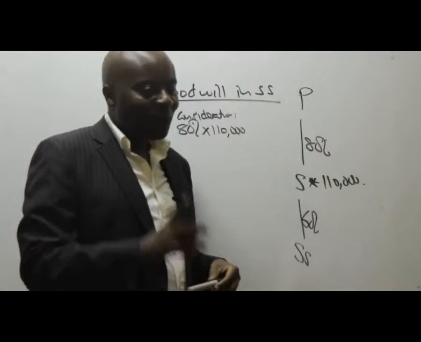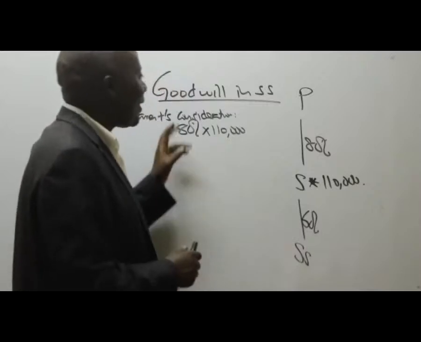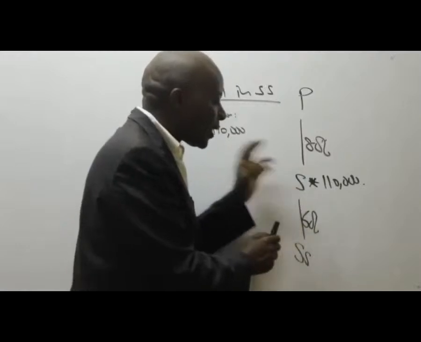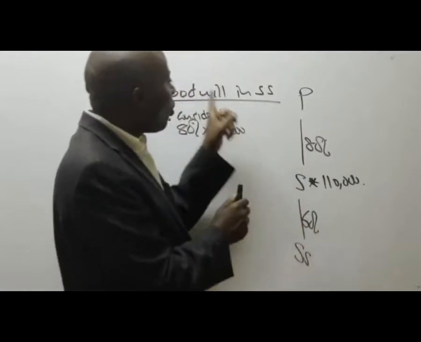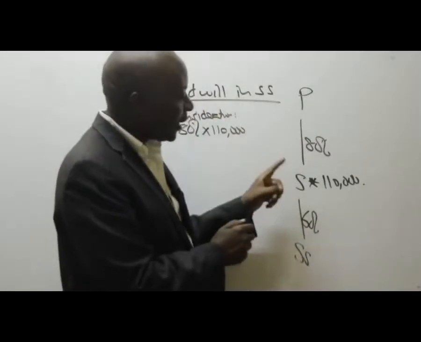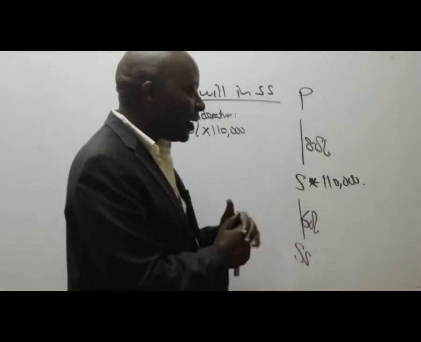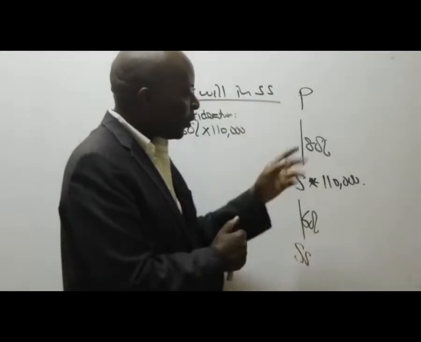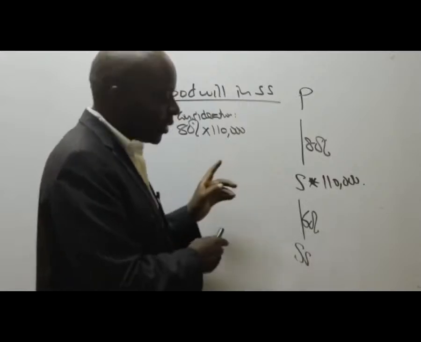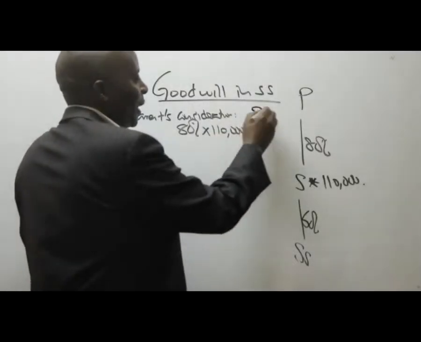Right? So that is where the trick is. Once you grasp that, you're not looking at this as the goodwill of S. We are looking at this as the goodwill of the parent company in SS. So if S paid 110,000, how was it raised? 80% was given by the parent, 20% by NCI. So the parent's consideration must have been 80% of 110,000, which gives me 88,000.